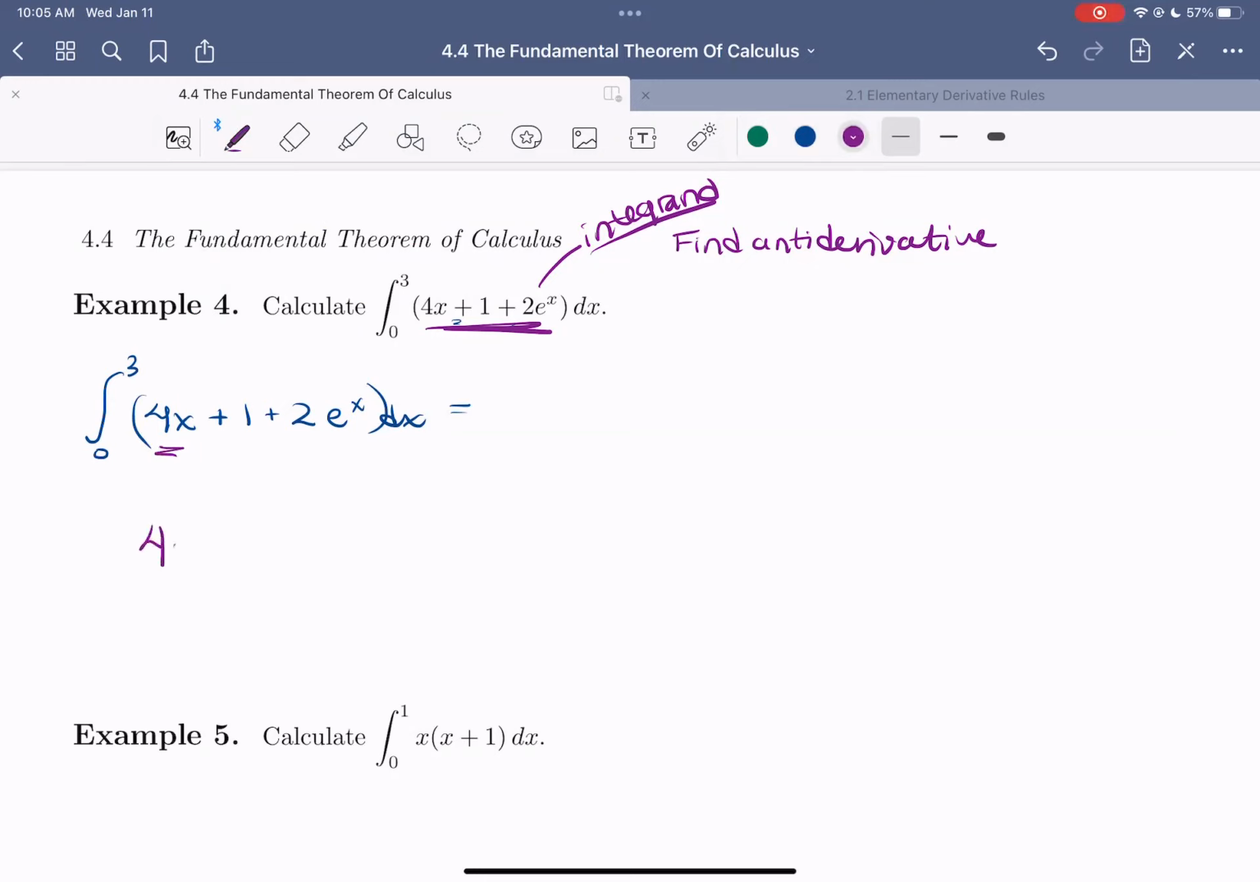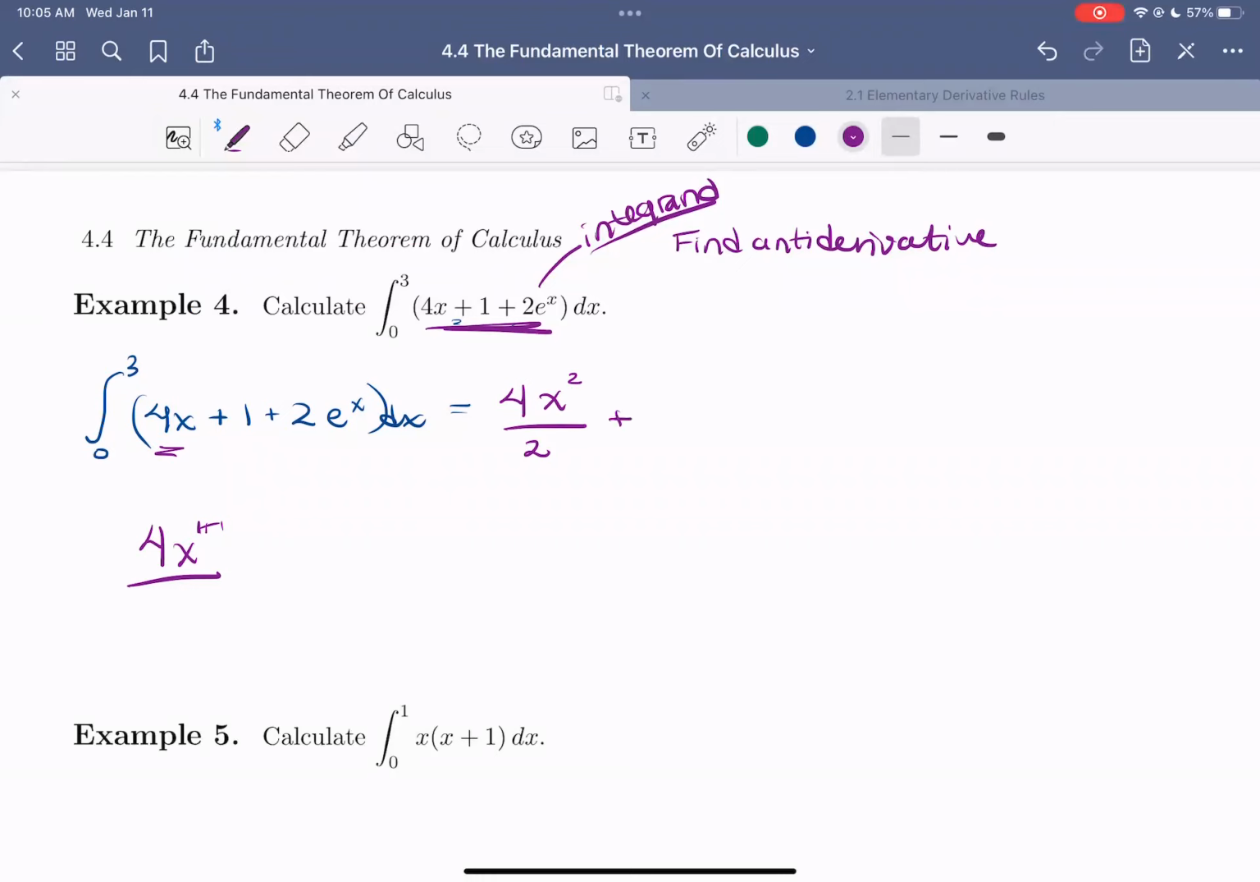4x is equal to 4x to the 1. Recall we can use the power rule that tells us the antiderivative will be 4, it's just a constant, we'll hold that out here, times x squared. We're going to add 1 to that power and then divide by that power so that when we take the derivative, the 2 would cancel out with that 2 and we're just left with 4x.